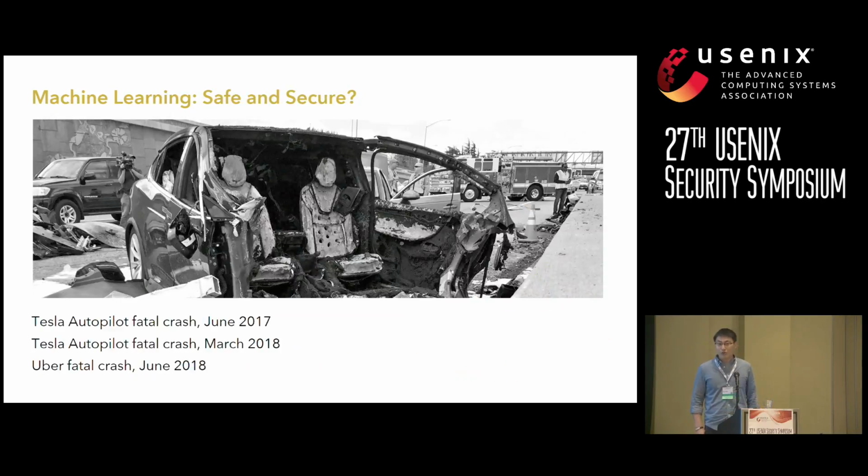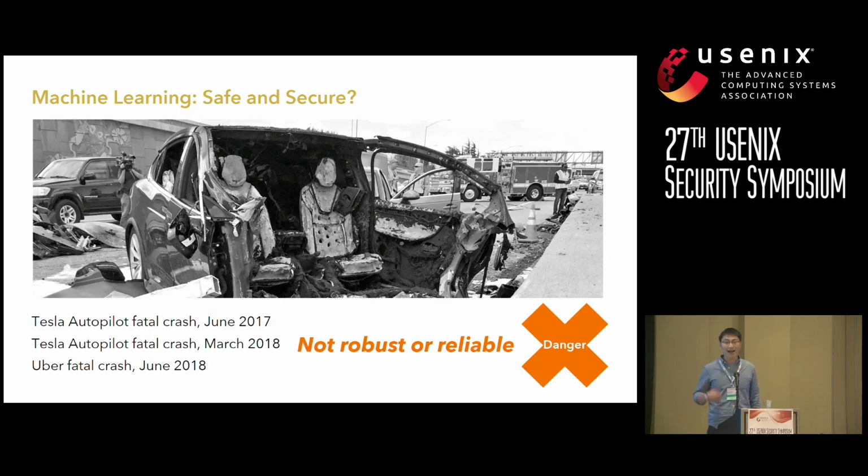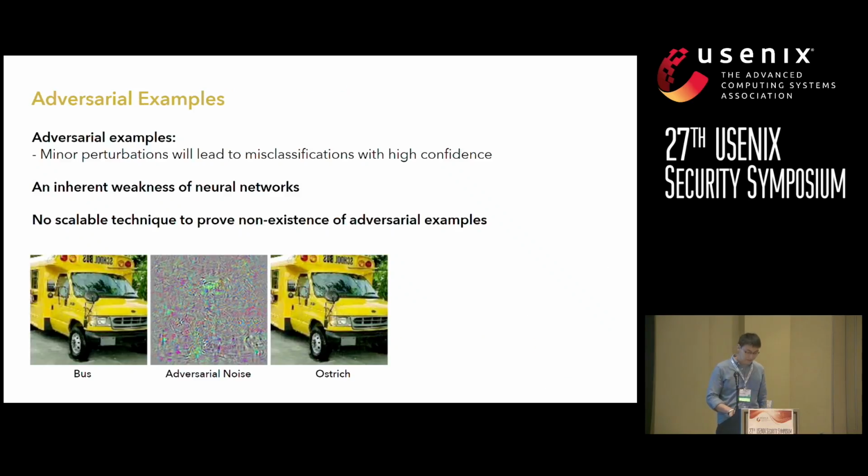However, we are extremely concerned about their safety and security. In recent years, there have been 3 different fatal crashes caused by the mistakes of self-driving vehicles. So actually, they are not robust or reliable enough to be applied in these critical domains. Okay, so what's the problem?